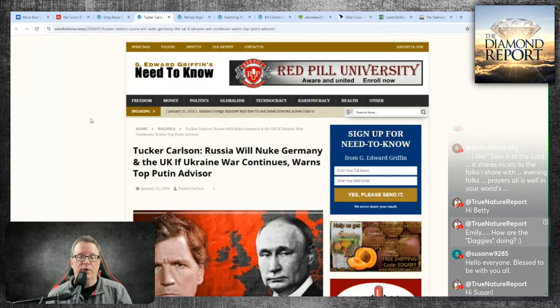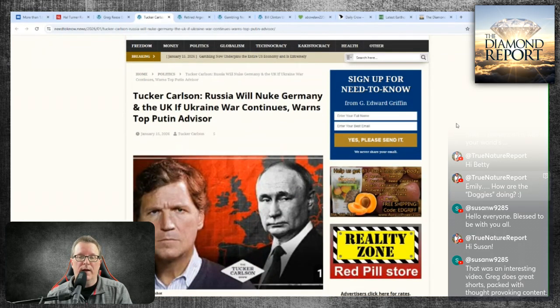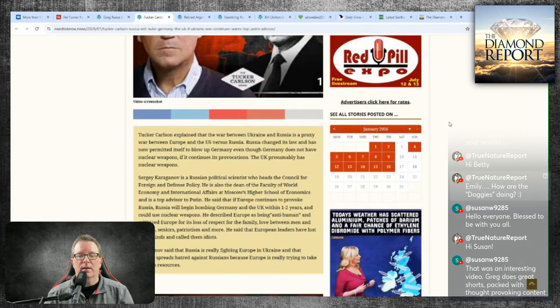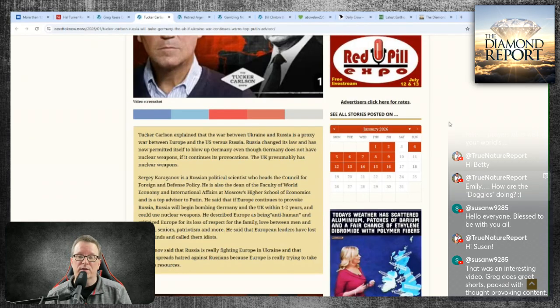Tucker Carlson: Russia will nuke Germany and the UK if the Ukraine war continues, was warned by top advisor to Putin. Tucker explained that the war between Ukraine and Russia is a proxy war between Europe and the U.S. versus Russia. No kidding. Russia changed its law and has now permitted itself to blow up Germany, even though Germany does not have nuclear weapons, if it continues its provocations. The UK presumably has nuclear weapons, which of course they do.